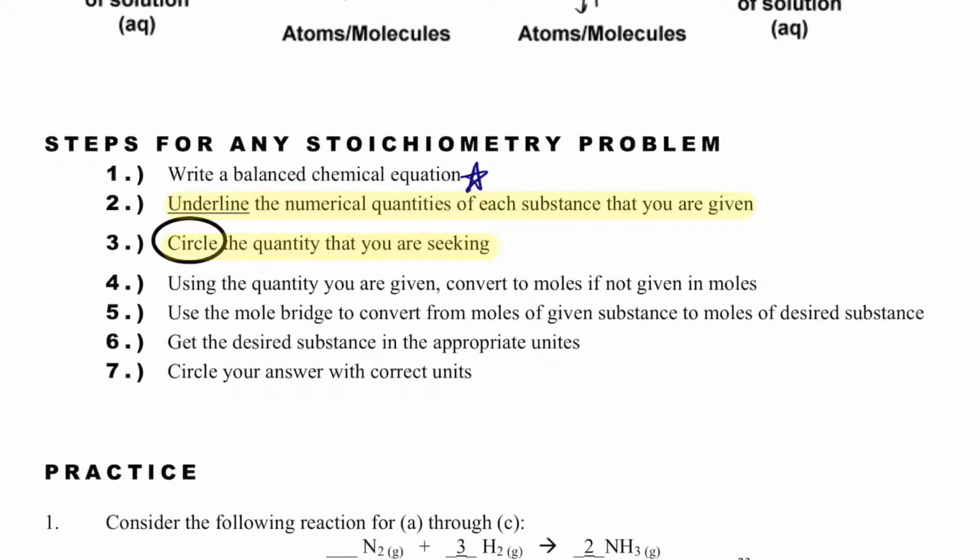Then if we're given something in some kind of quantity, the first thing we're going to do is convert to moles. Then we can use the mole bridge to convert from one substance to whatever substance we're asked about. And then we may need to convert back to grams or liters or something. But let's go ahead and do some practice problems to see how this works.